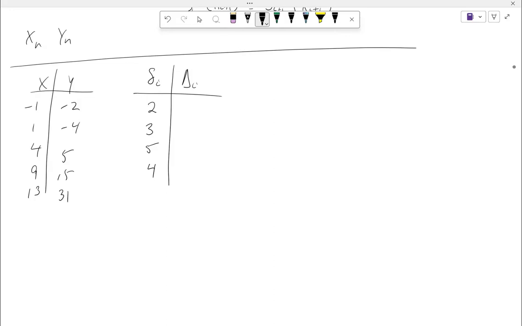And then your capital deltas are the differences between the y coordinates. We would get what here? Negative 4 minus a minus 2 is negative 2. 5 minus a minus 4 is 9. 15 minus 5 is 10. 31 minus 15 is 16. Assuming I did my subtractions right. The difference between your x values, so your 2 is 1 minus a minus 1, the 3 is 4 minus 1.